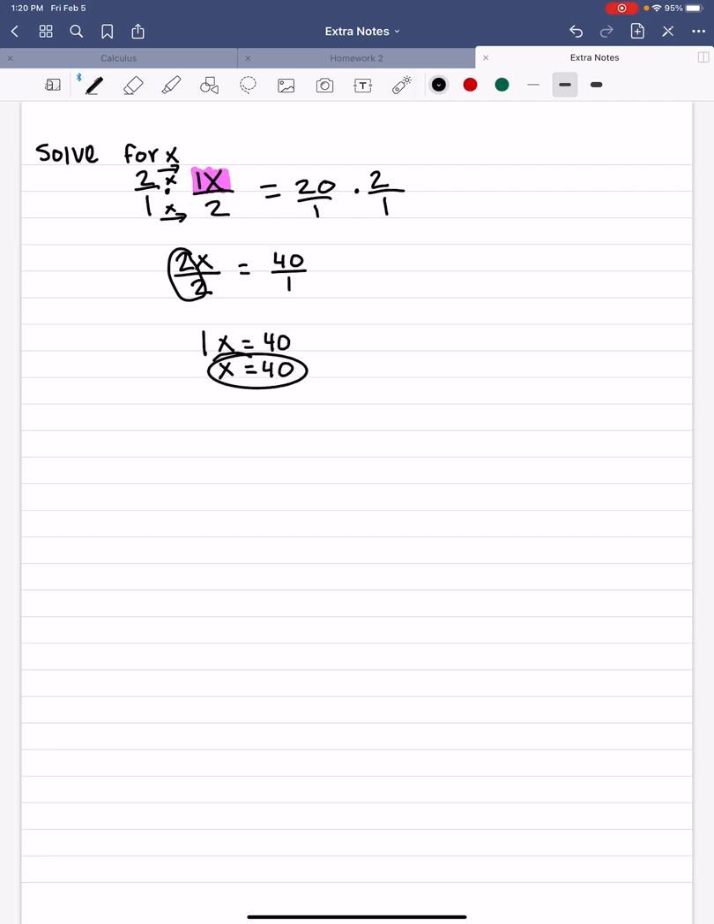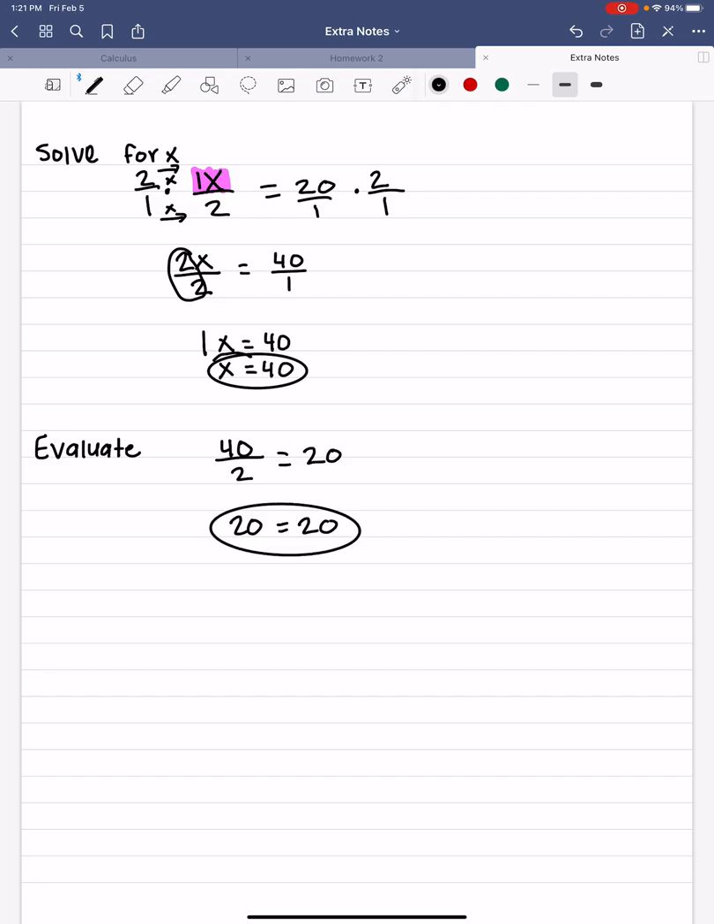And we want to evaluate to see if that is correct. So we're going to check our work. And we're just going to plug 40 in for our original, which was x over 2. So we're going to have 40 divided by 2 equals 20. If you're not sure how to do the division, use a calculator. And 40 divided by 2 is 20. And 20 equals 20. And we are correct.